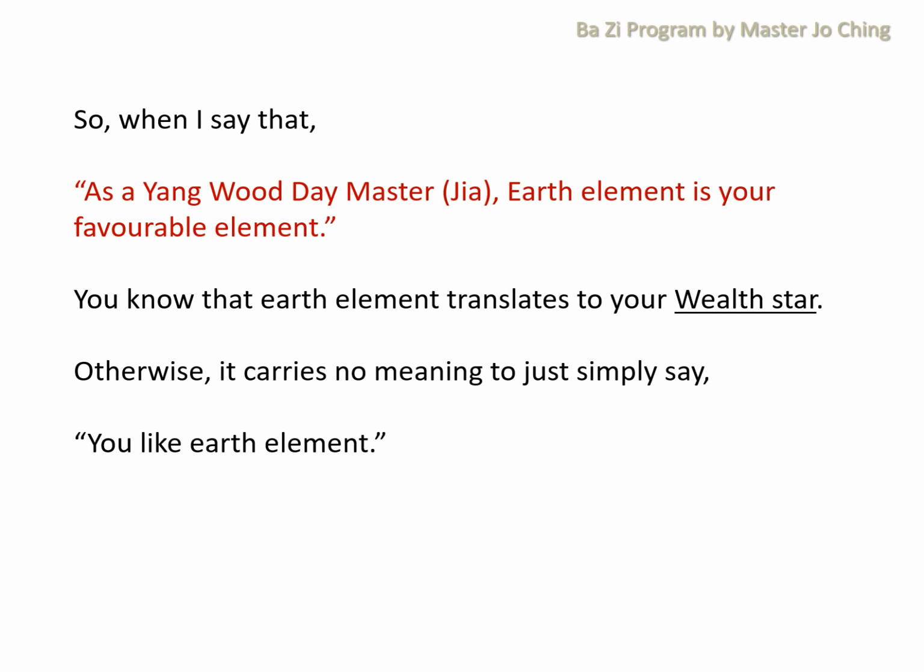So again, what I'm trying to say here is that, so when I say that as a Yang Wood Day Master, which is Jia Wood person, Earth element is your favorable element. Just based on this statement, it doesn't really tell you too much, okay? But it will tell you a lot more information if you say that, hey, Earth is my wealth star, or Earth is your wealth star. And you can later on further subdivide into whether it's indirect or direct wealth star, okay?